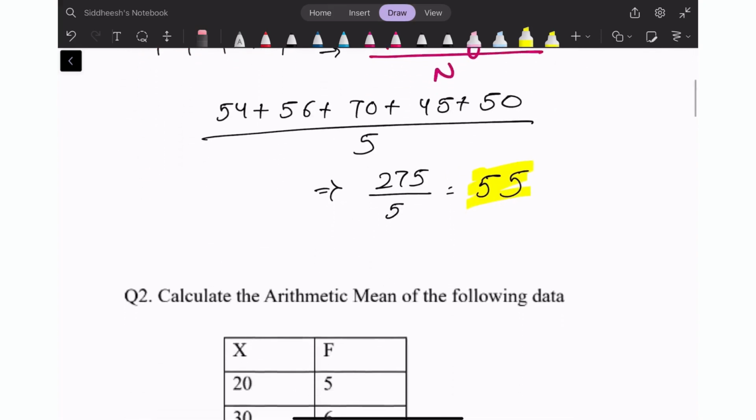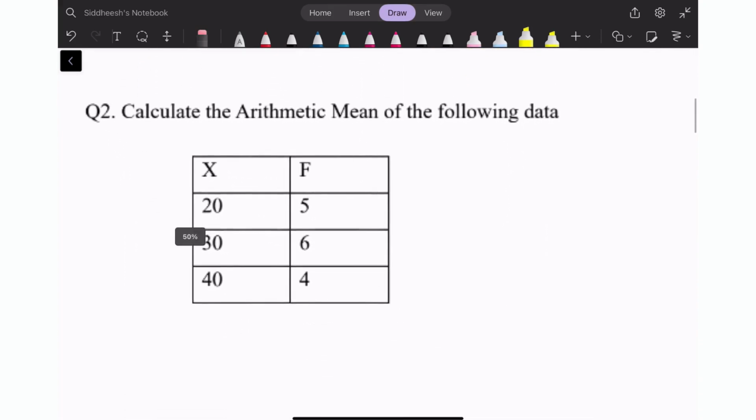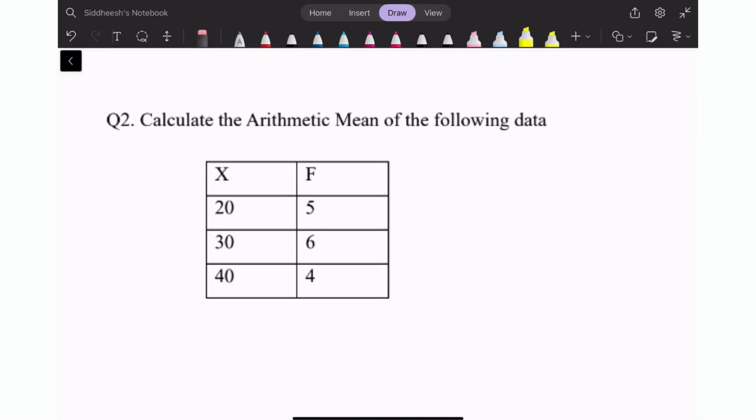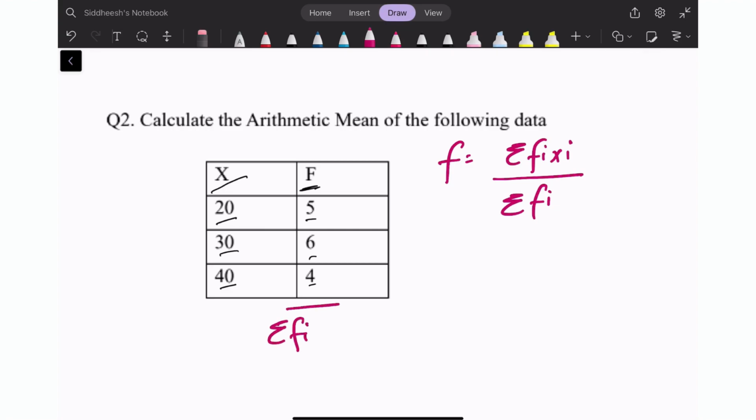Now the next question. Suppose you have the frequency along with the data. Here we have the numbers 20, 30, 40, and the frequencies of the data are 5, 6, 4. If you can recall the formula, then we can solve the question automatically. The formula is summation of fi xi upon summation of fi. How to find fi xi? Just multiply x with f.